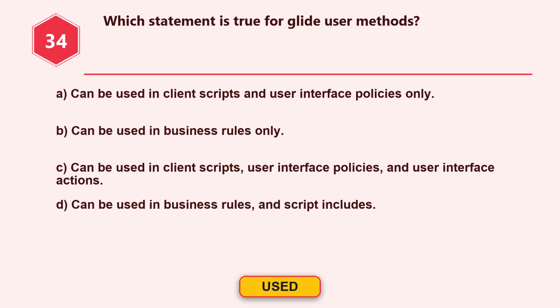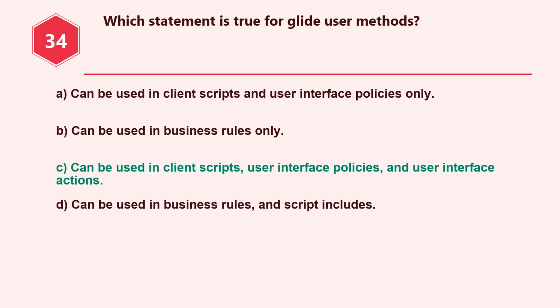Option A. Can be used in client scripts and user interface policies only. Option B. Can be used in business rules only. Option C. Can be used in client scripts, user interface policies, and user interface actions. Option D. Can be used in business rules, and script includes.